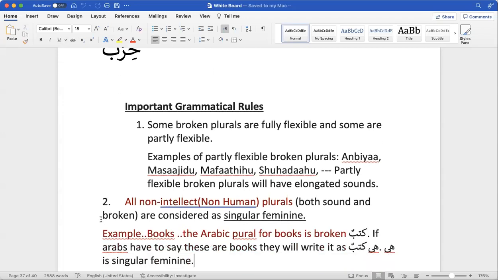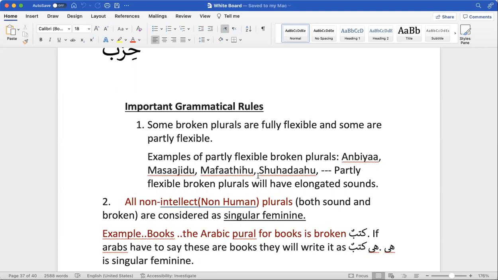Now let's study some important grammatical rules when we are dealing with these plurals. The first one is that some broken plurals are fully flexible and some are partly flexible. The list is big, so you don't need to memorize it.